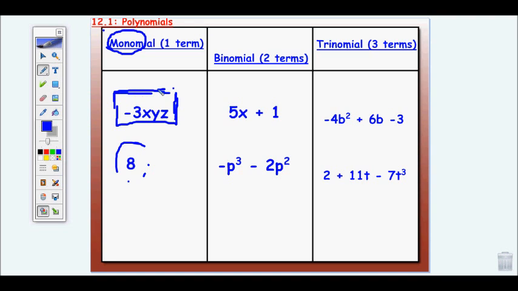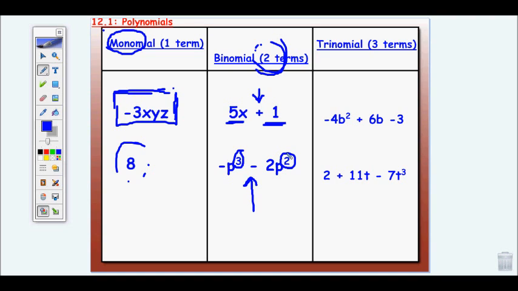What makes them have two terms is they have an operational symbol. So 5x plus 1, we have a variable and we have a constant term, two terms. And the next one, negative p cubed minus 2p squared. Even though both variables are p's, we have an operational symbol there, minus, and we have a different degree for our terms there. So they are two different terms.